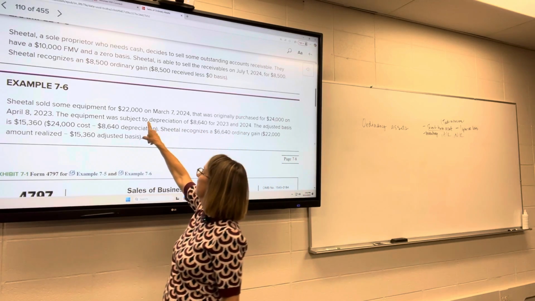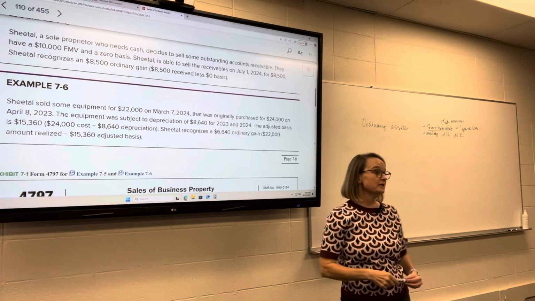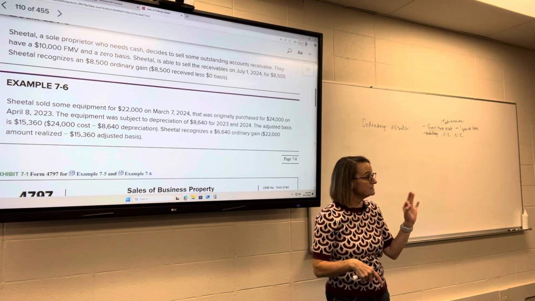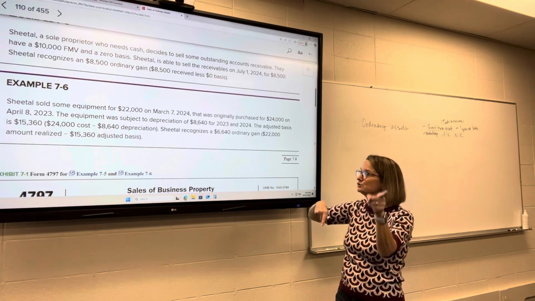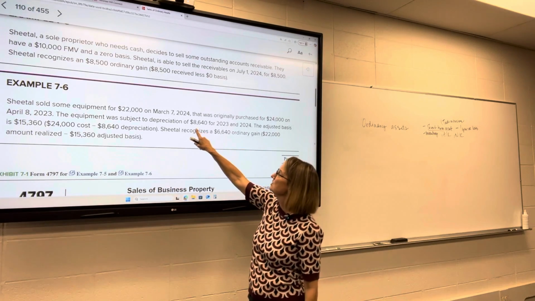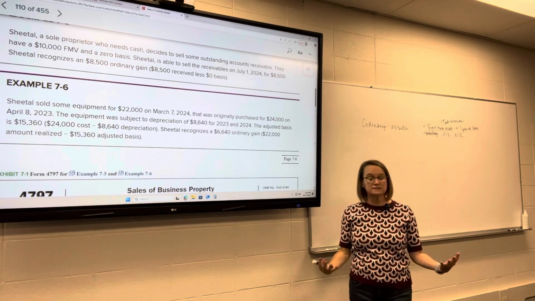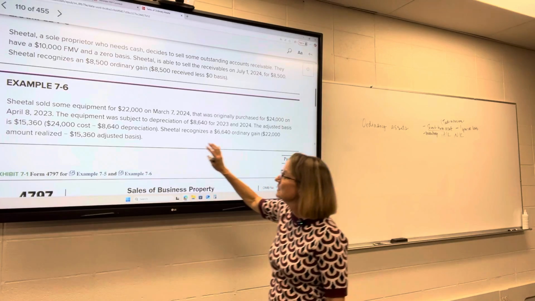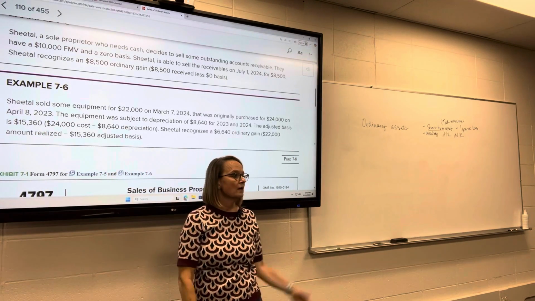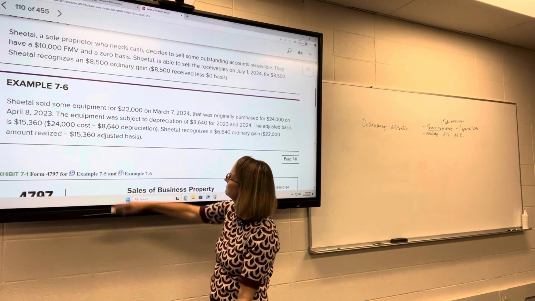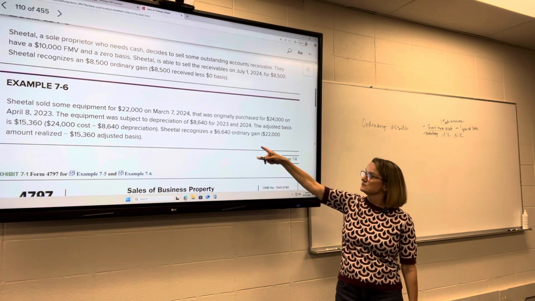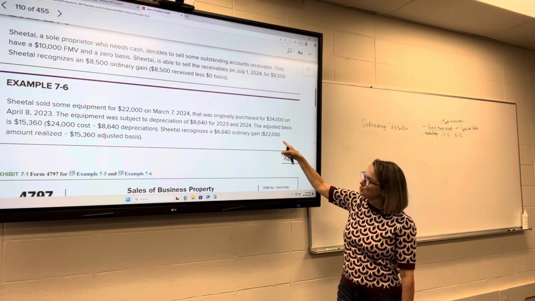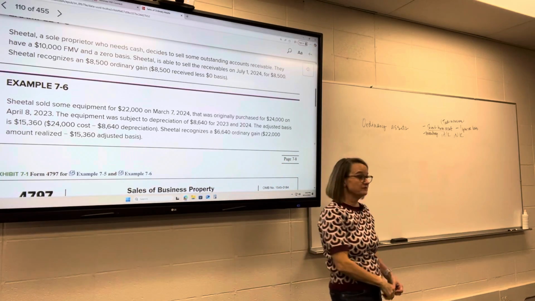Sheetal sold some equipment for $22,000 on March 7th, 2024. It was originally purchased for $24,000 on April 3rd, 2023. Short term, right? Hasn't been a year yet. They have not owned it for a year. They bought it in April one year, sold it in March the next year. The equipment had depreciation of $8,640. So they took $8,640 of depreciation for both 2023 and 2024, meaning that the adjusted basis of that equipment is $15,360. The cost minus the depreciation that had been taken. So they recognize a $6,640 ordinary gain because it was owned for less than 1 year. It's an ordinary gain, which is $22,000 minus the adjusted basis of $15,360.